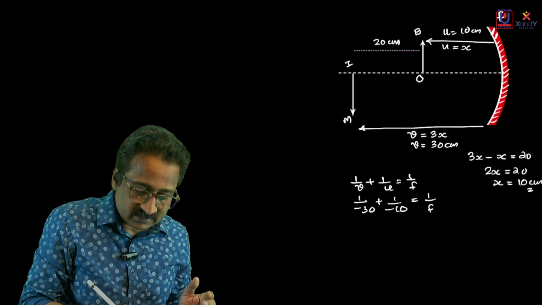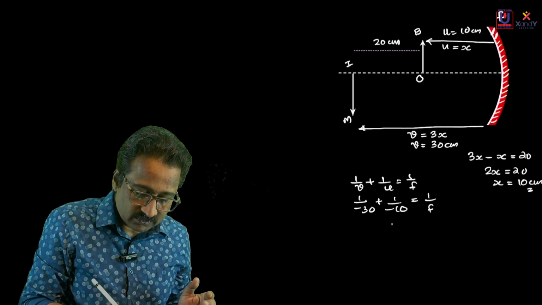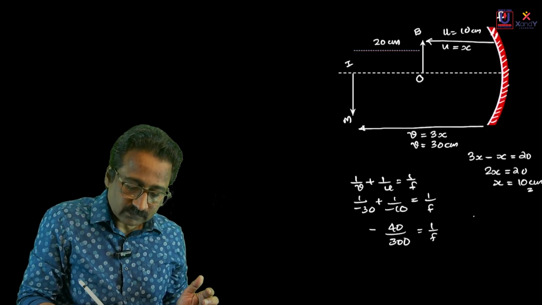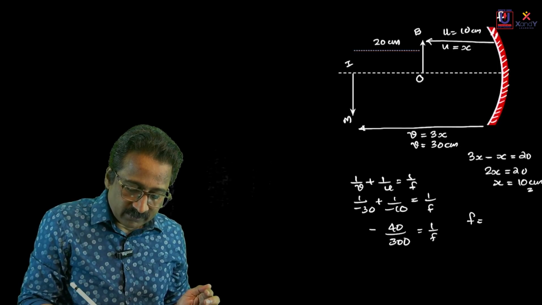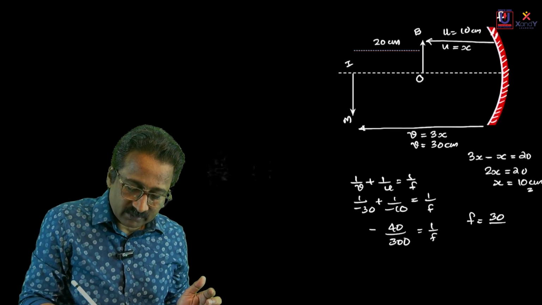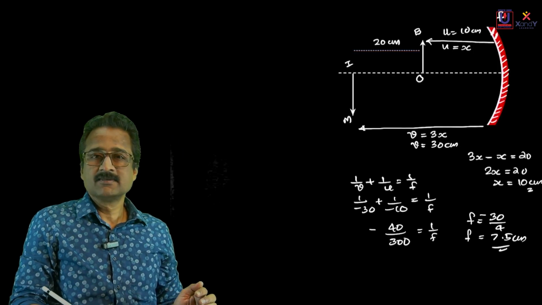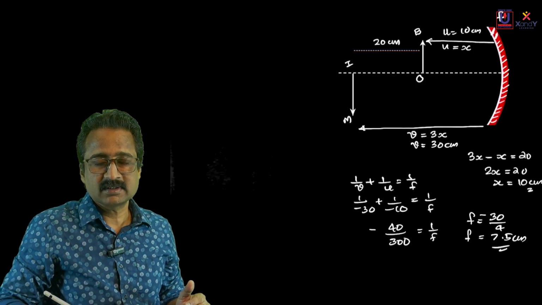Let's simplify this. This 30 plus 10, 40. So this is 40 divided by 300. That's minus of, that is equal to 1 by f. This gives the value for f as 30 by 4, minus of 30 by 4 in fact. Or I can say it is 7.5 centimeter. That is the focal length. Focal length of the spherical mirror is 7.5 cm.